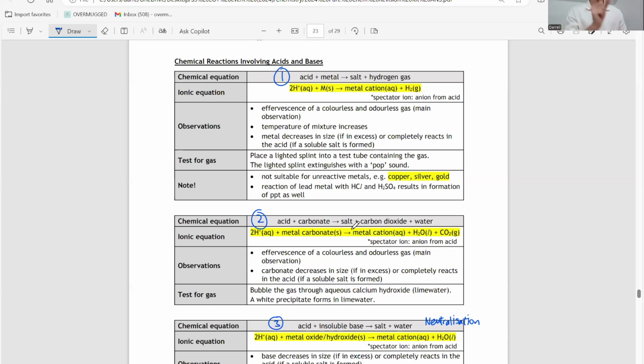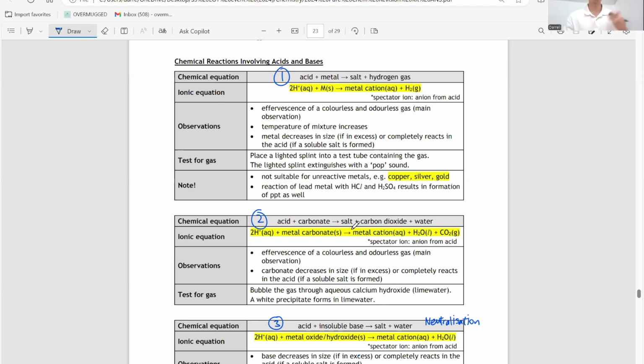Second equation is acid plus carbonate. We get 3 products. What are they? Salt, carbon dioxide gas, and water. Lastly, when we do acid plus base, what do we get? We get salt plus water. We also call this neutralization. I expect you all to know these 3 acid reactions well enough. The highlighted parts is for you to fill in should they test you on ionic equations.